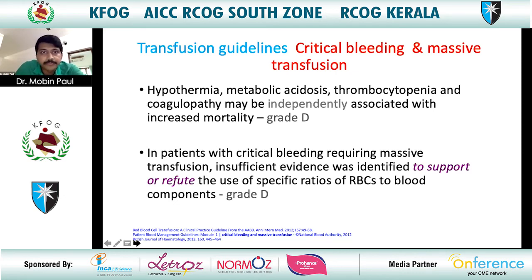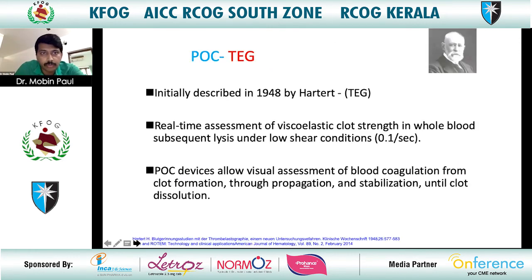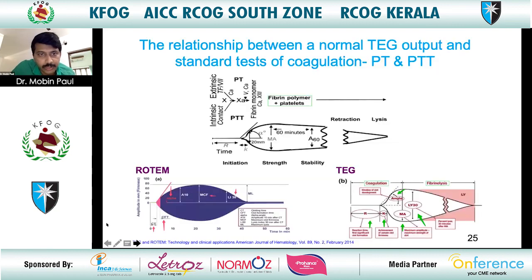Okay. So I just wanted to touch on a point of care test, the thromboelastogram. This gives a real-time assessment of viscoelastic clot strength. So what happens if you run it? It's reported over 45 minutes to 1 hour. As soon as you see it, initially it shows the clot formation and clot propagation, stabilization, and clot dissolution. So you look at the timings.